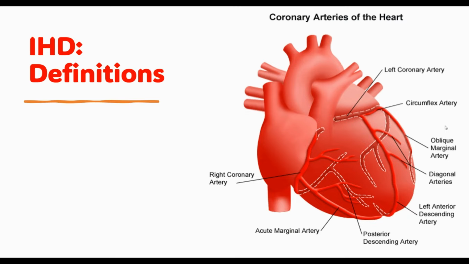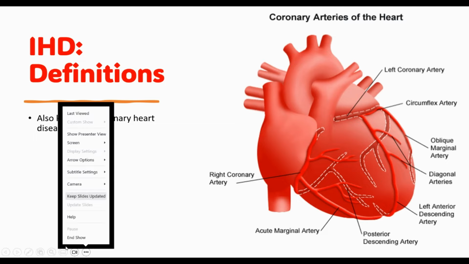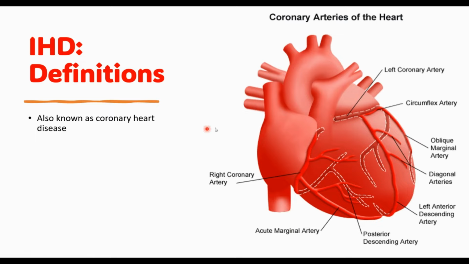So to understand ischemic heart disease, we first have to talk about some definitions, and it's also worth knowing that this is also known as coronary heart disease. And if I just put my laser pointer on, just give me a second, you can see that we have the left coronary artery and the right coronary artery, along with their individual branches.